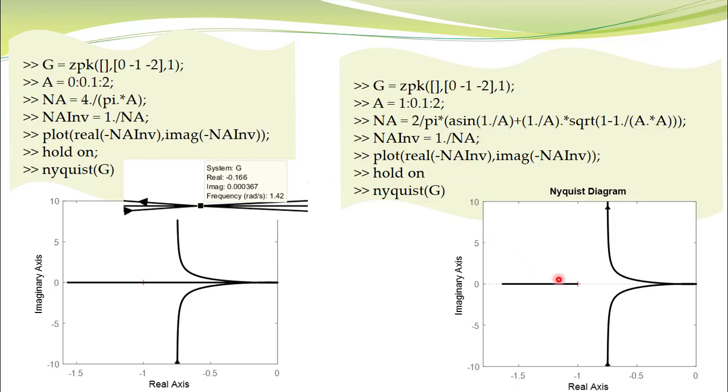And then you can see that there is no intersection between the graph for this and the Nyquist plot. So it means that no solution exists for this particular equation, and hence we expect that no limit cycle will exist in that nonlinear system. Clear?